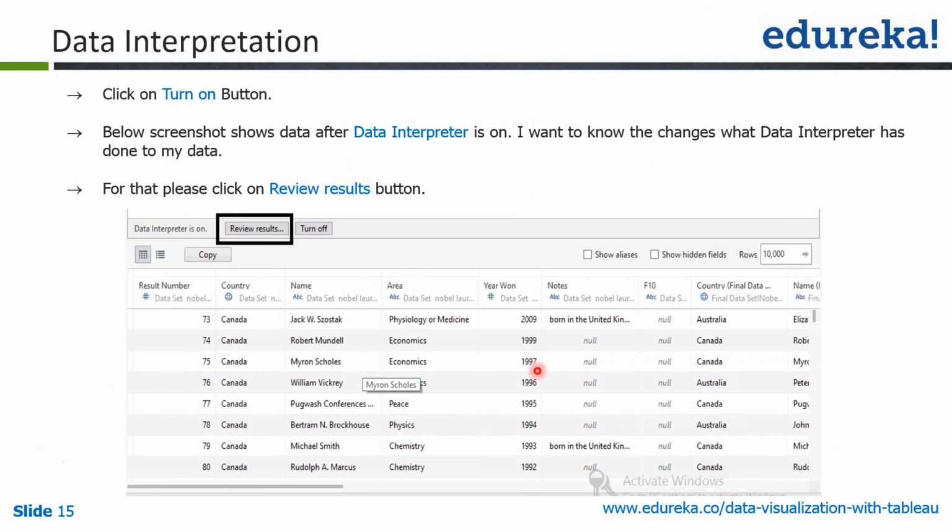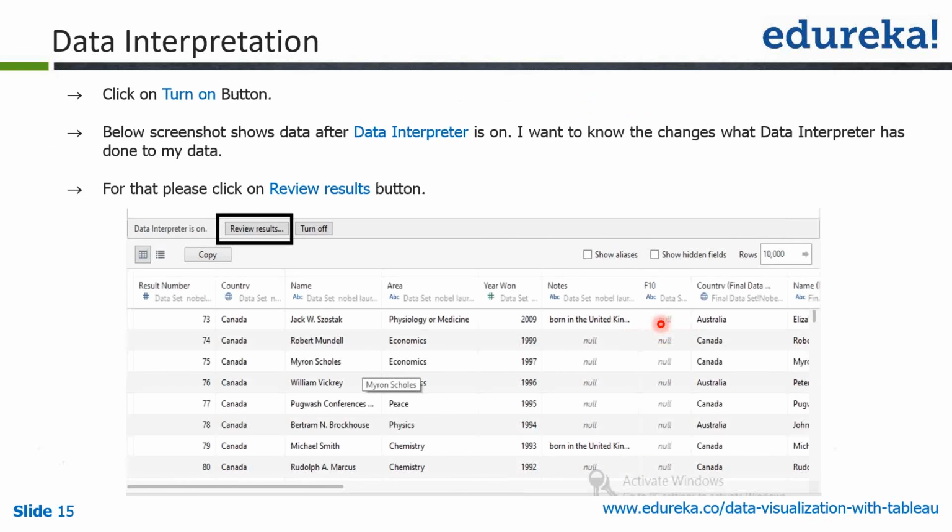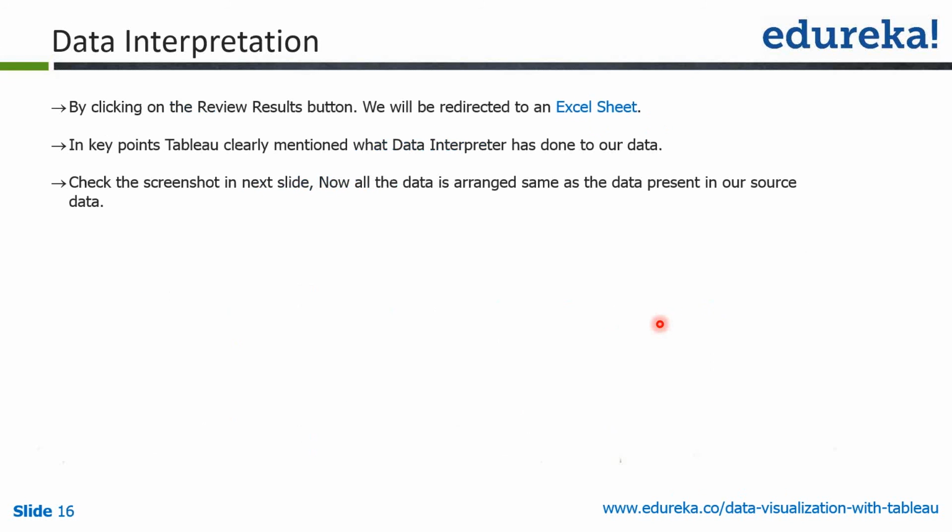Tableau is going to make some changes to the null values. And what changes did Tableau make on the null values? If you want to view that, you need to click on review results. If you click on review results, you'll be able to see what changes Tableau has automatically made on your null values. And this is a good feature of Tableau 9.